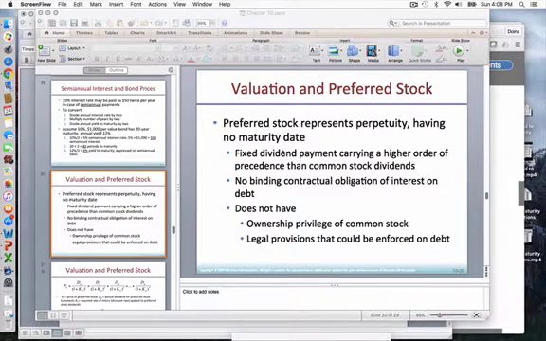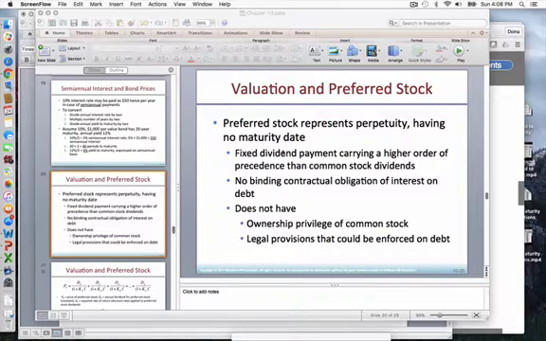Hi, let's continue our conversation about valuation of assets. And this topic is about valuation of stocks. We are going to discuss valuation of preferred stocks first and then valuation of common stocks.